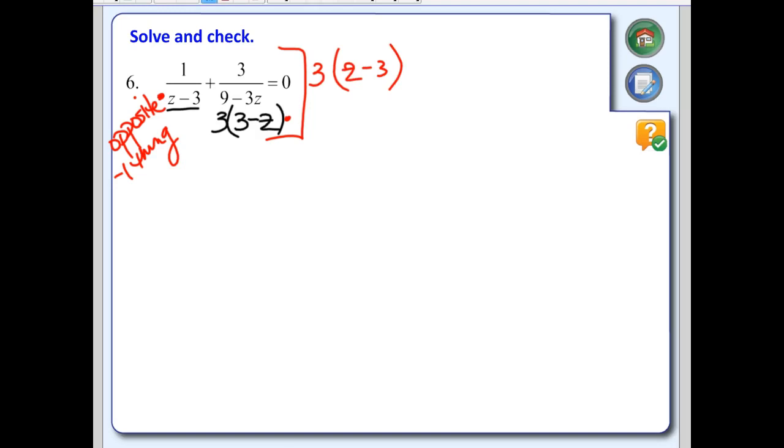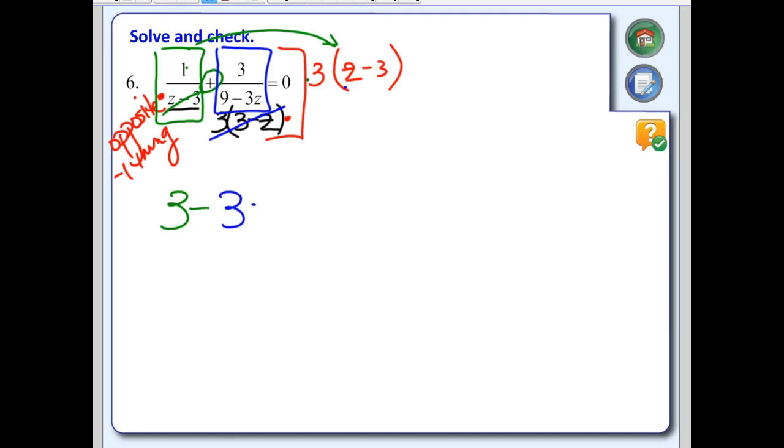Now, if I multiply the first fraction times my LCD, the z minus 3's are going to cancel, so we've got 1 times 3 is 3. Remember, because we took care of the opposites, this plus sign right here is going to become a minus sign. And when I take the second fraction and multiply by the LCD, everything's going to cancel out because I have the right common denominator. So this is going to be 3, and then we've got equals 0.